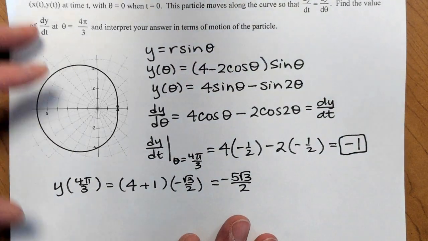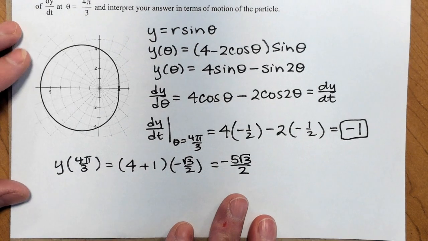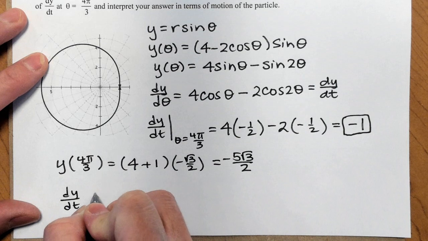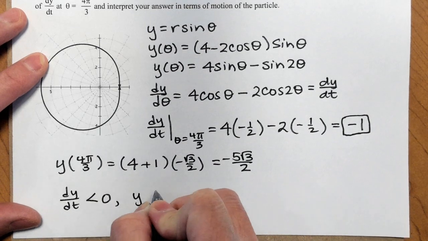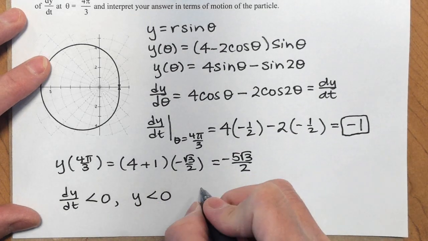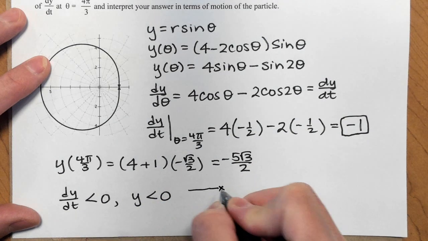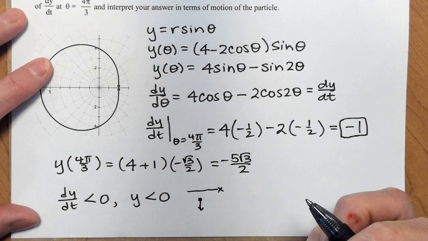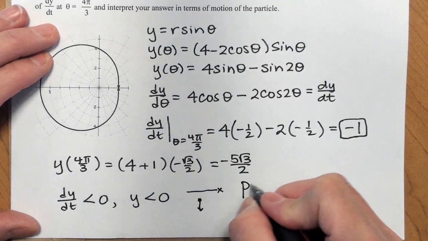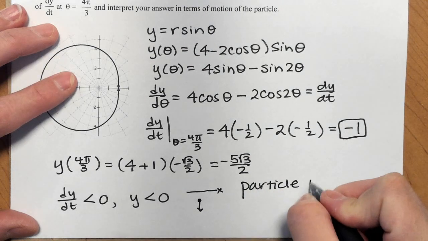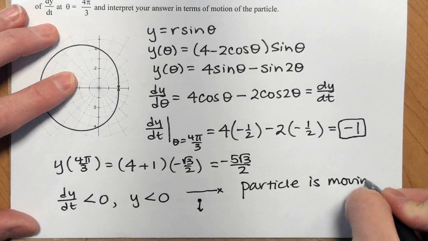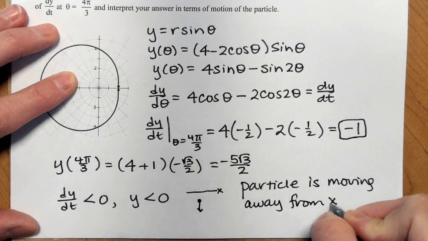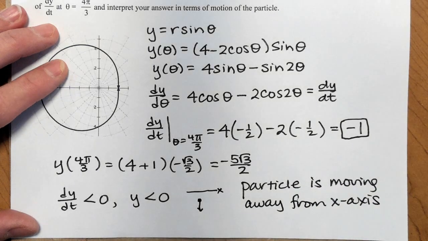So think about those particle motion relationships I talked about. dy/dt is negative, and y is negative. So y is somewhere below the x-axis and moving in this direction. Therefore, the particle is moving away from the x-axis.